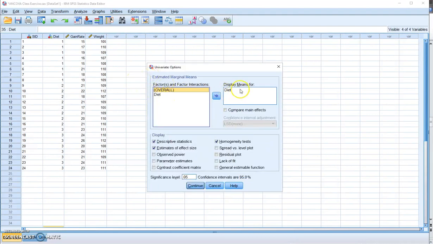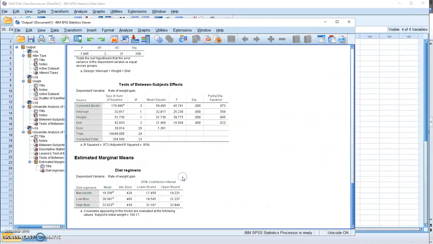Remember that we have a place that says display means for the groups defined by the diet. What you need to do here is select compare main effects. You don't have to change anything here. The default should be fine. Just click on continue and okay.